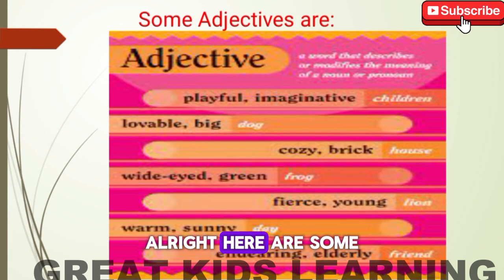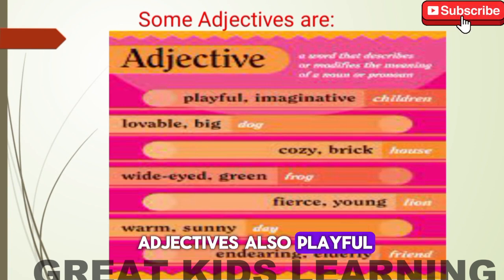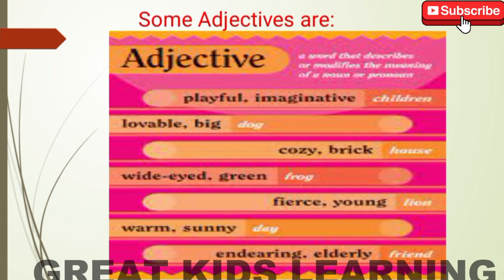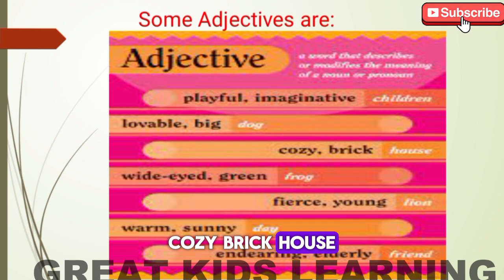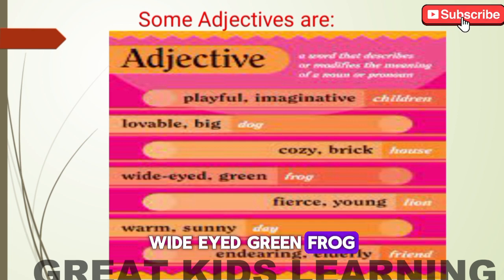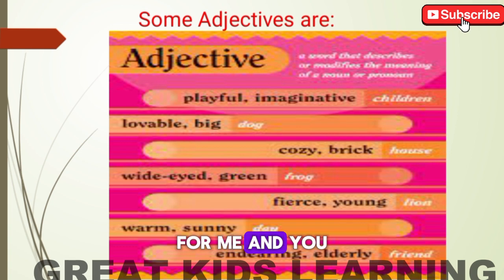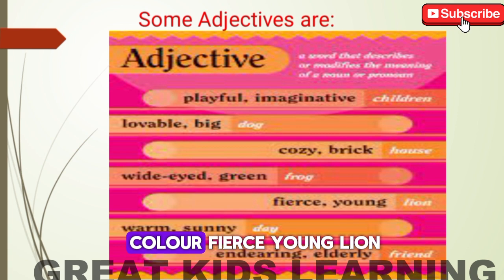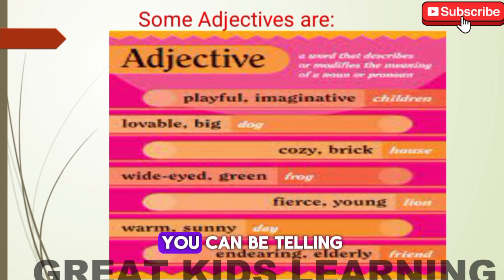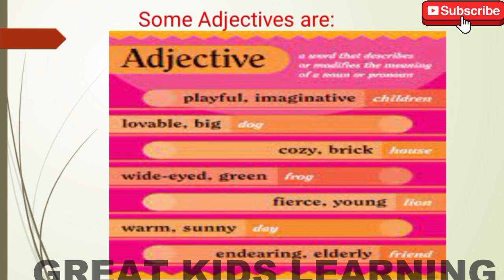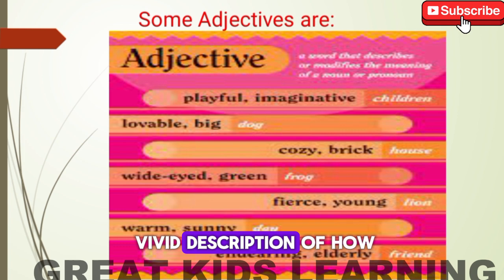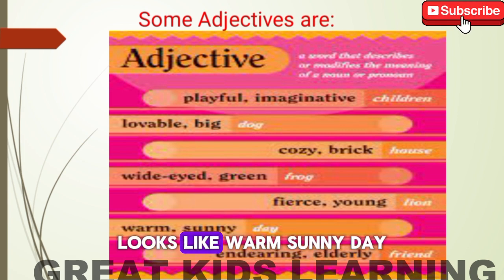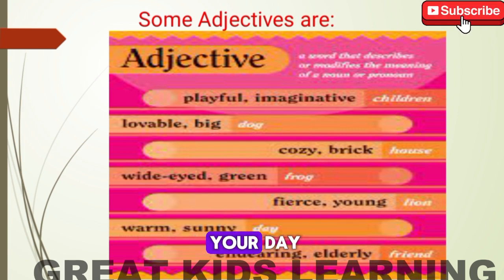All right. Here are some adjectives also. Playful, imaginative, okay? Lovable big dog, cozy brick house, wide-eyed green frog. Now you are trying to describe a frog for me and you are saying that it has wide eyes and it's green in color. Fierce young lion. You can be telling me a story and just mention a lion, but it will be more interesting if you add fierce young lion. It gives me a vivid description of how the lion looks. Warm sunny day, that's how to describe your day.